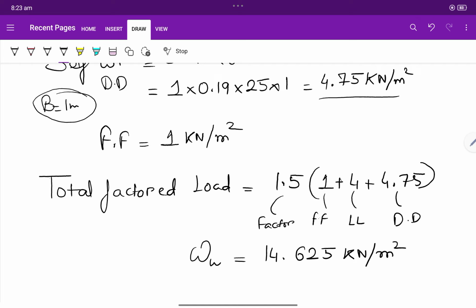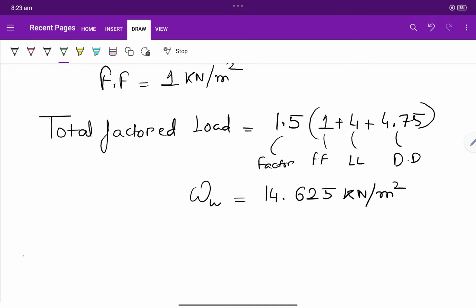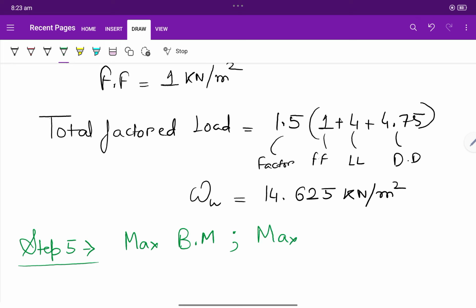Now see the load we have got. So now we have to calculate the bending moment. Let's see how we will calculate it. This will be step 5, maximum bending moment. We can also calculate the maximum shear force.